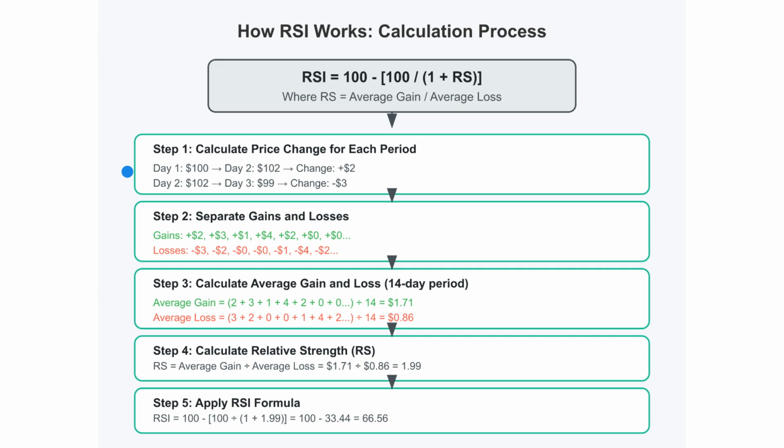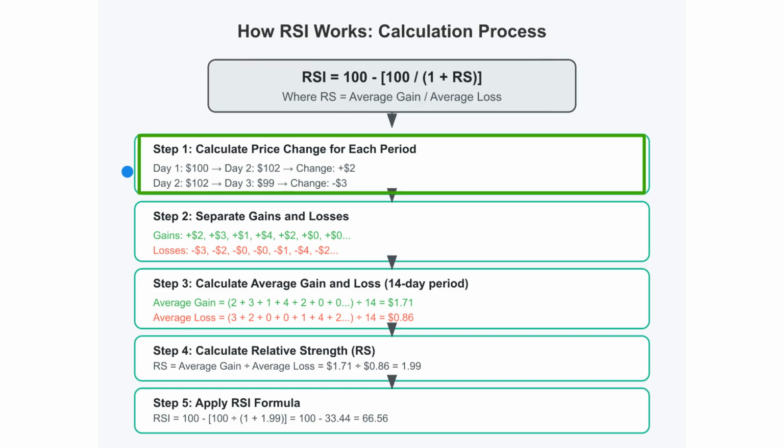The mathematics behind RSI might seem complex at first, but the concept is straightforward. RSI is calculated using this formula: RSI equals 100 - 100/(1 + RS), where RS equals the average gain divided by the average loss over a specified period, typically 14 days. Let's break down how this calculation works in practice.